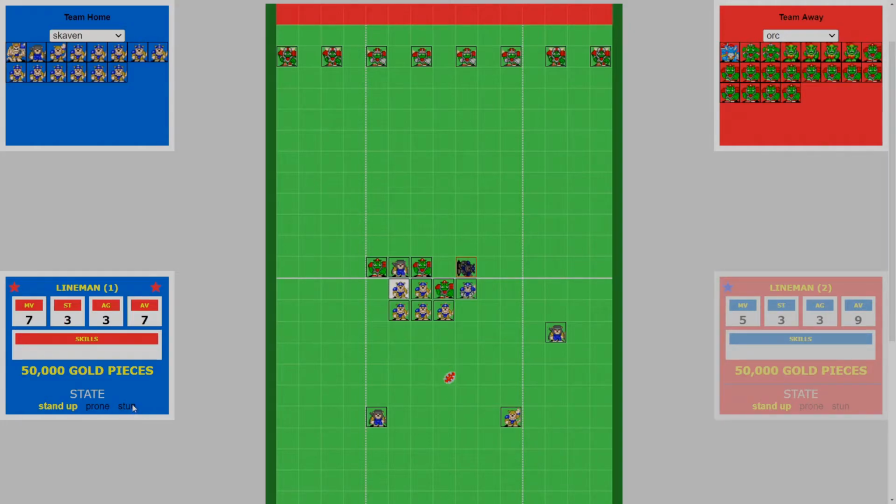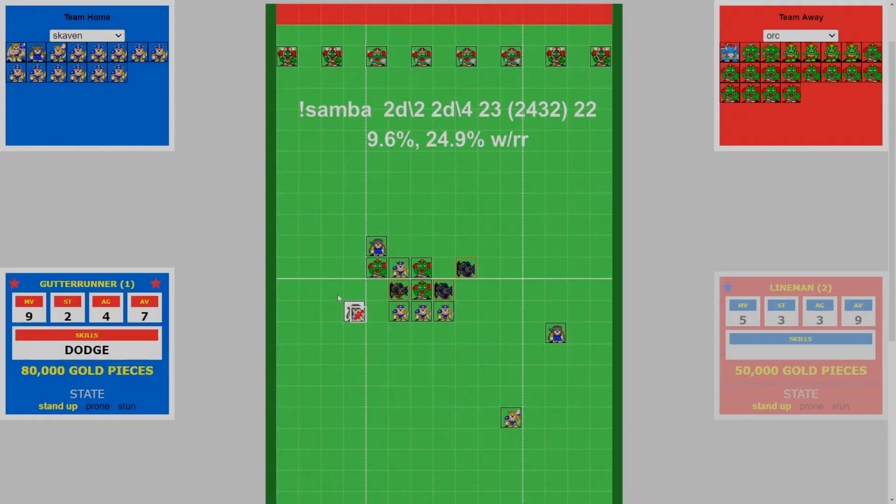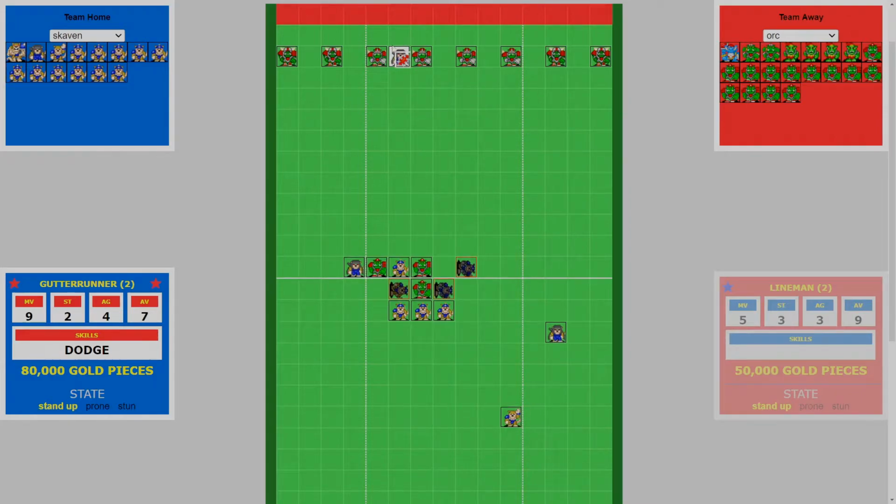The Skaven can still get the two pushes they need to push the gutter runner into scoring range. But here we're going to need to do a 2 plus pickup and then a 3 plus handoff because the gutter runner is in one tackle zone. So here you can see the probability of scoring is 9.6% without a reroll, or 24.9% with a reroll. So that's over 3% improvement compared to the previous setup.